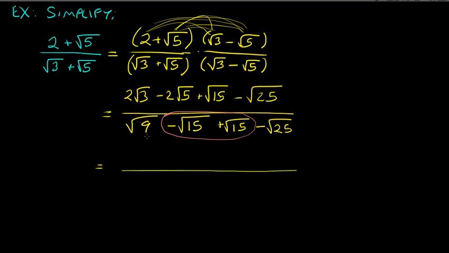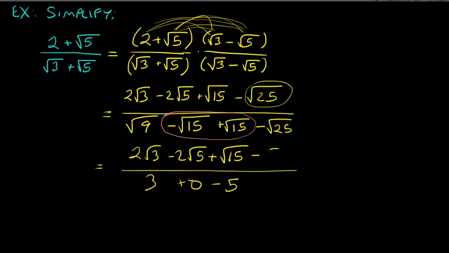So let's do the denominator first. Square root of 9 is 3. We know this is 0. Minus square root of 25 is 5. So what do we do with the numerator? Well, there's really not much we can do here. 2 square root of 3 minus 2 square root of 5 plus the square root of 15. Now, square root of 25, we can change that to 5, so minus 5. And that's pretty much it.